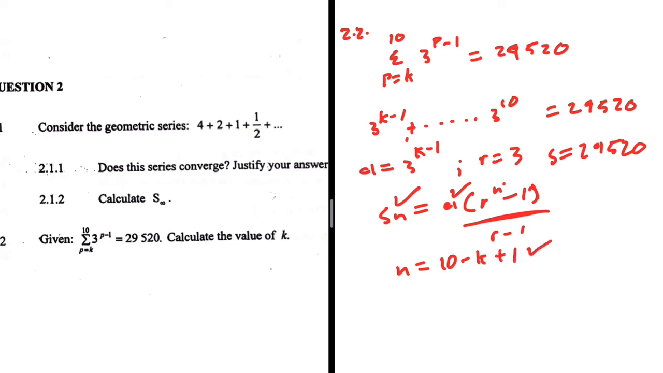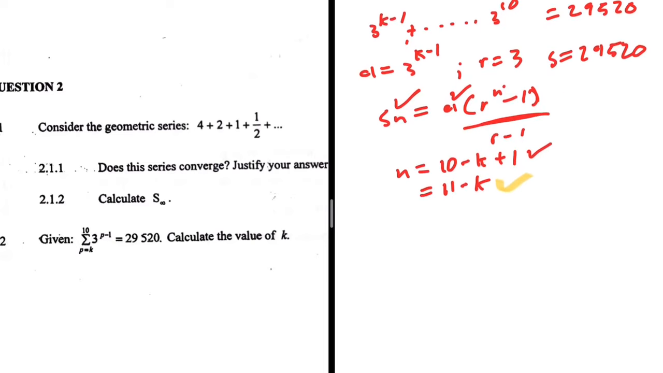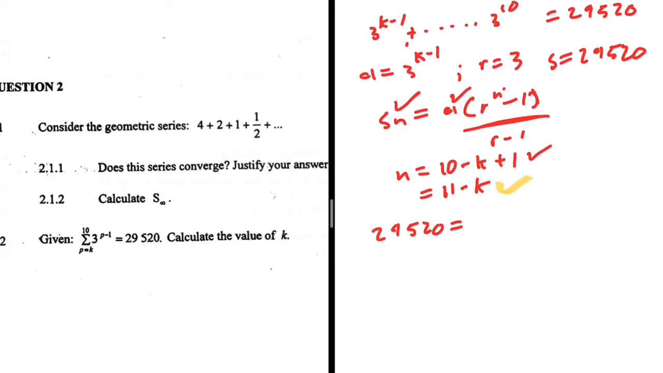This is the number of terms. So this will boil down to 11 minus k. So there we go. This is the value of n, the number of terms. Let's go ahead and finally substitute. We're going to have 29,520 equals a, the first term, which is 3^(k-1), multiplied by r to the power n, where r is 3 and n is 11 minus k, minus 1, everything divided by r minus 1. Since r is 3, we have 3 minus 1.